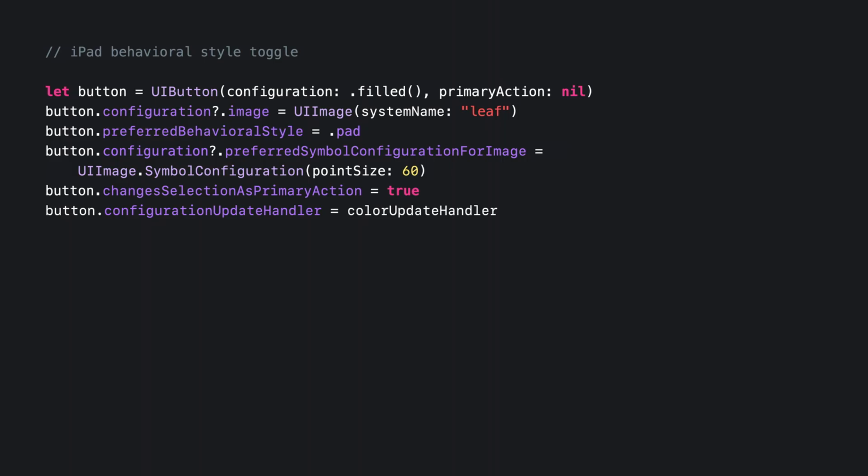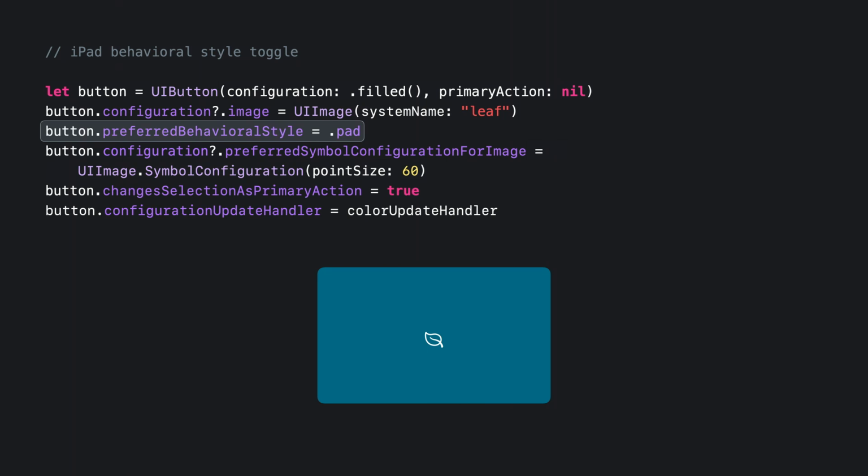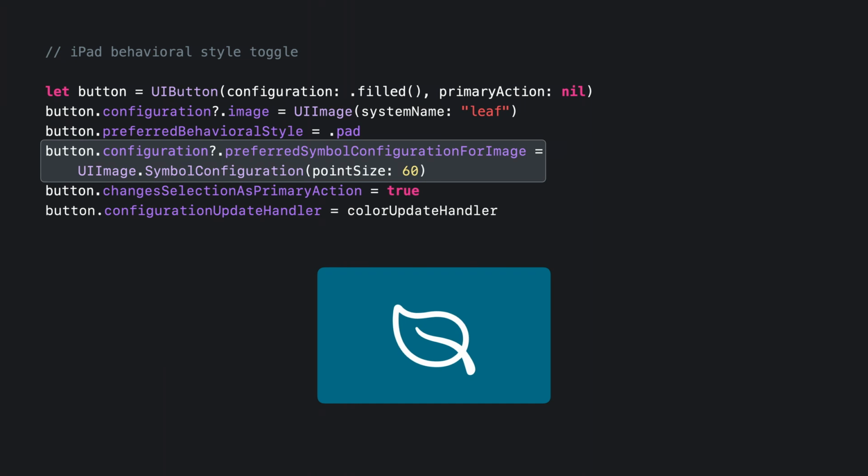how. I started with yet another filled button configuration. I then used the configuration to set an image with no need to specify a button state for the image. By specifying the pad behavioral style, I get the layout behavior I would on iPad. Namely, the button's background stretches to fill its frame. The symbol needed to be a bit bigger, so I set a preferred symbol configuration on the button with a larger point size.